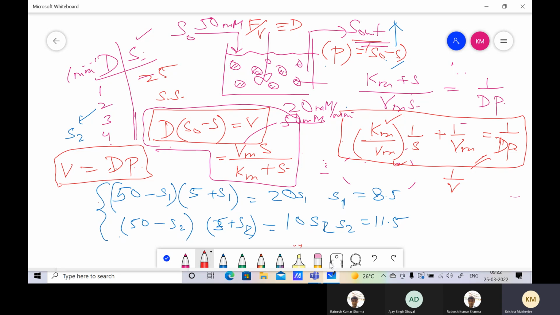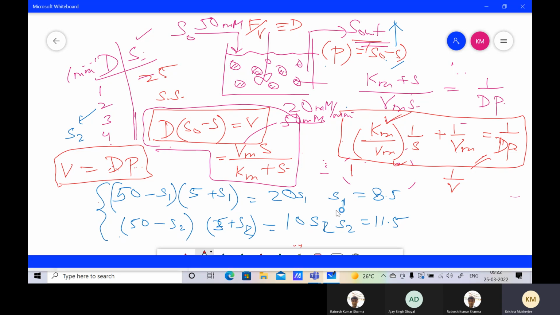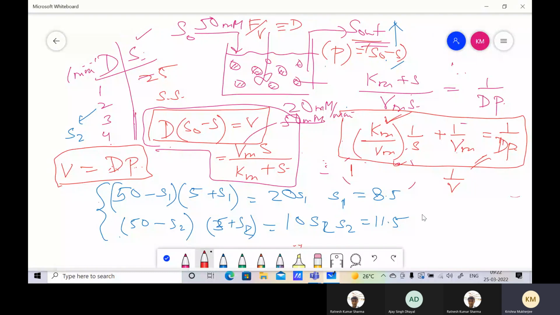I thought these were very obvious, but anyway, I'm repeating this because there is no other way to go about it. These things are repeats of what we have done. So essentially, from a plot of 1 by V, which is also the same as 1 upon DP, you can plot this versus 1 upon S, which is actually the S out here.